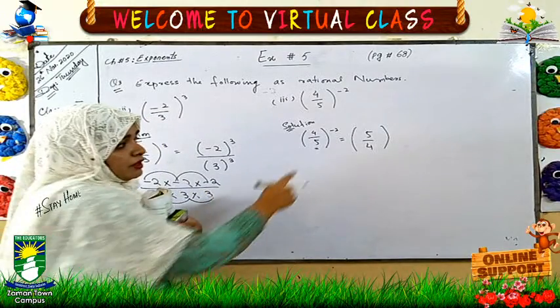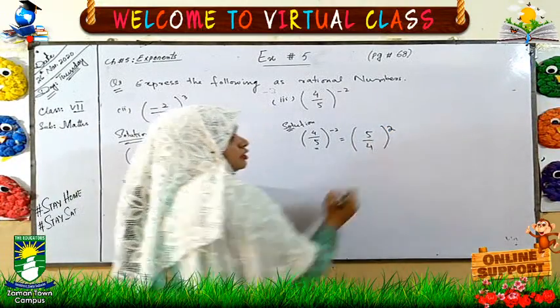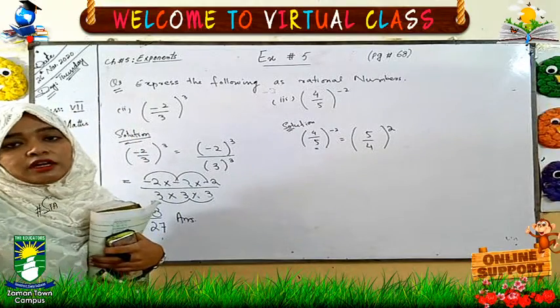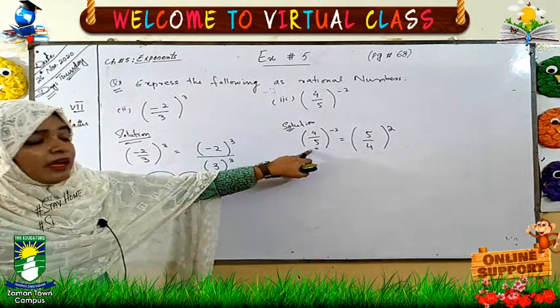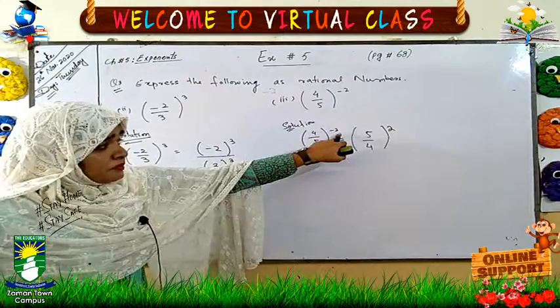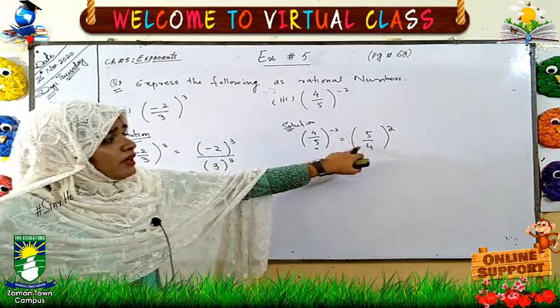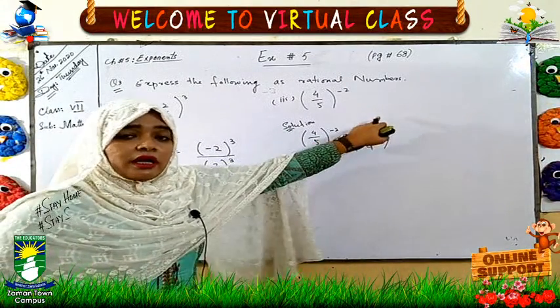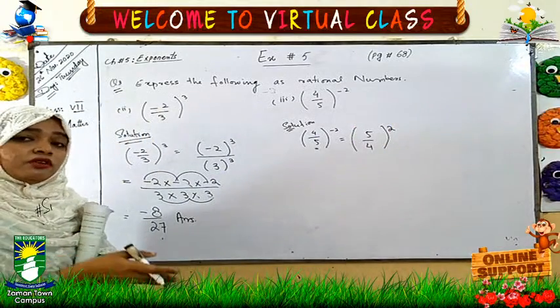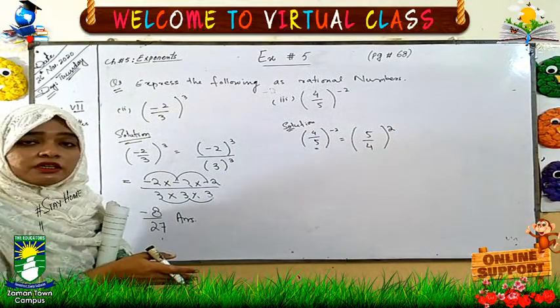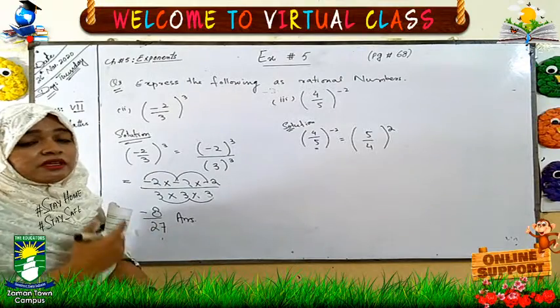Whenever you have a minus or negative power, you will write the reciprocal of your number. For example, if you have 4 upon 5 raised to the power minus 2, you will write it as 5 upon 4. Then your negative power will be changed into a positive power. It will be the first step of your question.